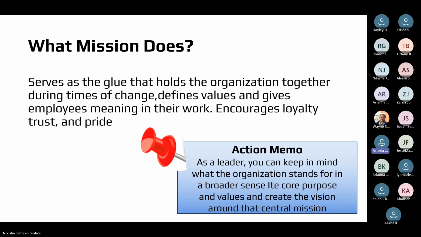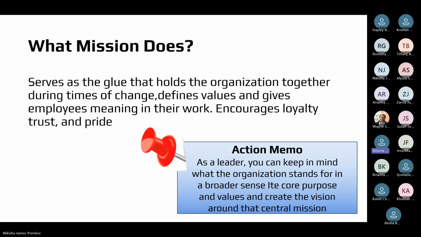Why might employees feel more motivated when they believe in their organization's mission? Employees feel motivated because the mission connects their daily tasks to a bigger noble purpose. Mission serves as the glue that holds the organization together during times of change, defines values, and gives employees meaning in their work. It encourages loyalty, trust, and pride.